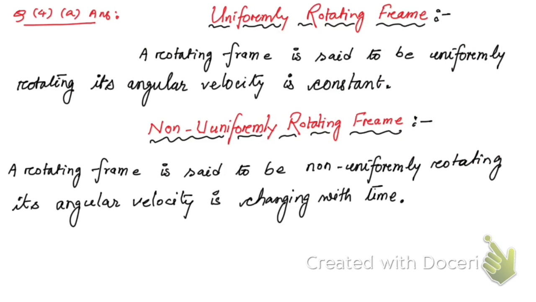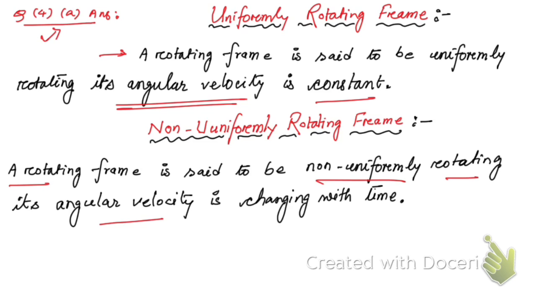So here is the answer to question number 4B. This is the definition of a uniformly rotating frame. A frame is said to be uniformly rotating if its angular velocity is constant, and otherwise it is a non-uniformly rotating frame. A rotating frame is said to be non-uniformly rotating if its angular velocity is not constant, that means it changes with time. So these are the 2 definitions.